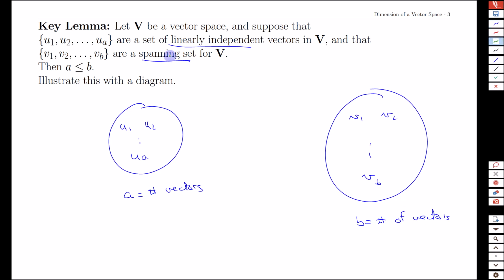And the claim of this theorem is that the a value is less than b, or this set is smaller than or equal to the size of this set here in terms of numbers of elements. They can be totally different vectors, that's totally fine, but the number of them is going to be that this is always smaller, with that condition that these are linearly independent, while these ones over here are a spanning set.